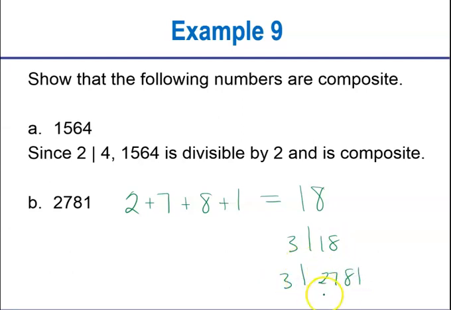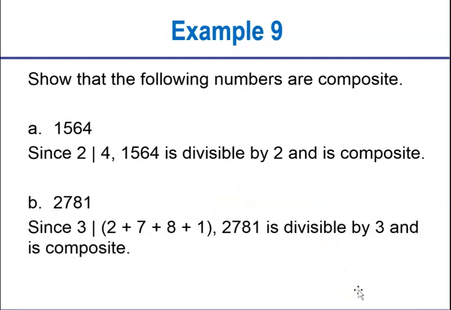2,781. And because we know that something other than 1 and itself divides 2,781, that means that this is a composite number. And again, I have this typed up for you. Again, since 3 divides the sum of your digits, that means 2,781 is divisible by 3 and is composite.